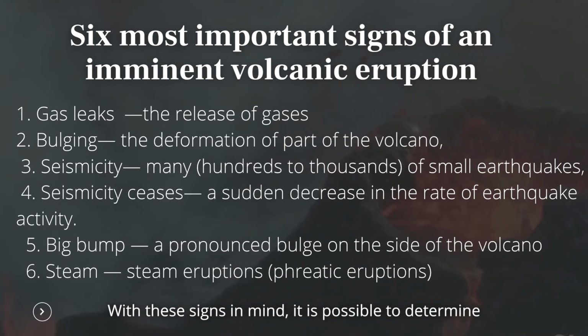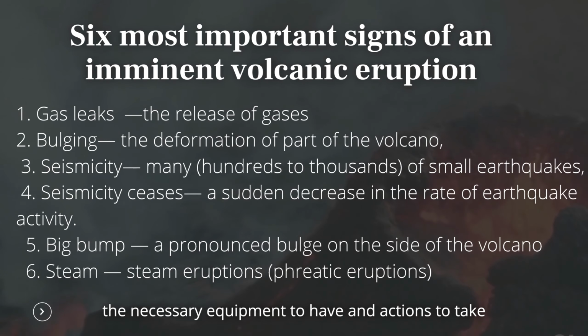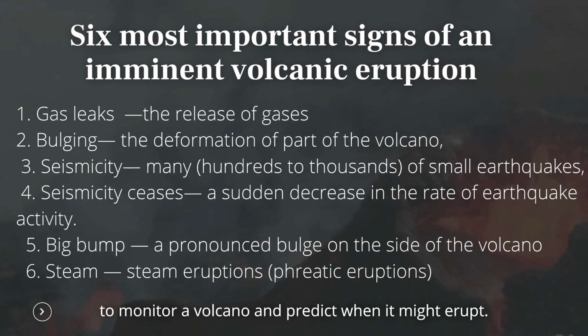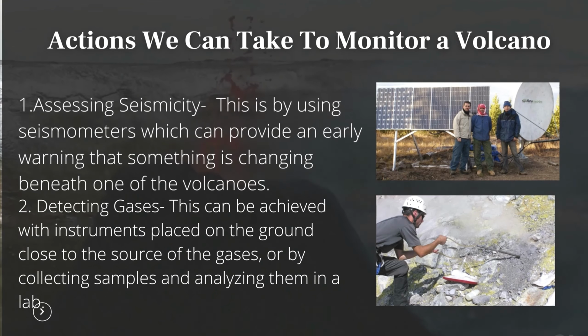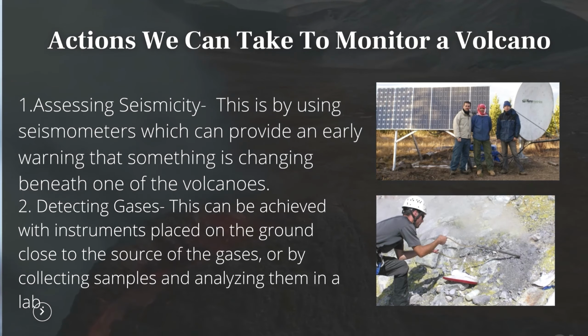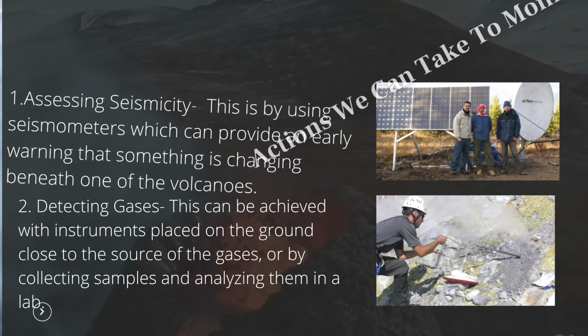With these signs in mind, it is possible to determine the necessary equipment to have and actions to take to monitor a volcano and predict when it might erupt. There are actions we can take to monitor a volcano and predict when it might erupt. Assessing seismicity is done by using seismometers, which are instruments that detect vibration and can provide an early warning that something is changing beneath a volcano. Detecting gases can be achieved with instruments placed on the ground close to the source of the gases or by collecting samples and analyzing them in a lab.